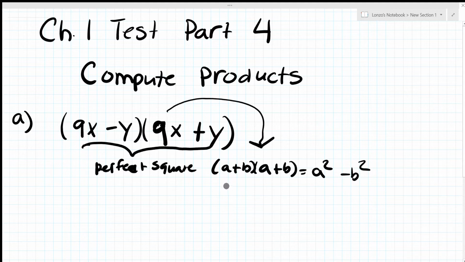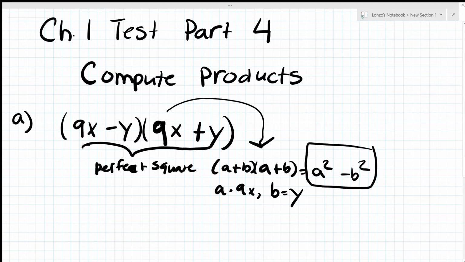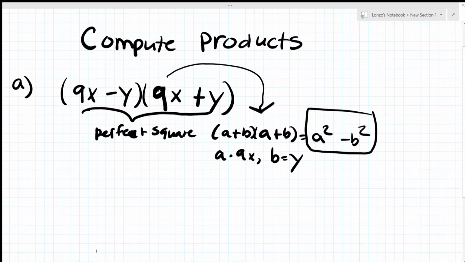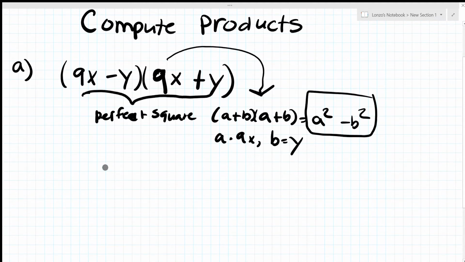We just have to figure out our a. So my a is 9x and my b is just y. We have to make it look like the right side, so it's a squared minus b squared. What did we say our a is? Our a is 9x, and then I have to square that, minus b squared. Our b is y, and then we square that.